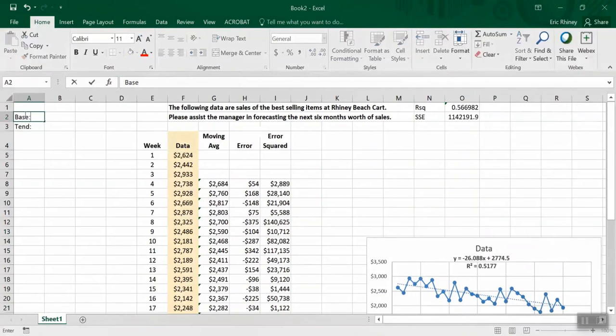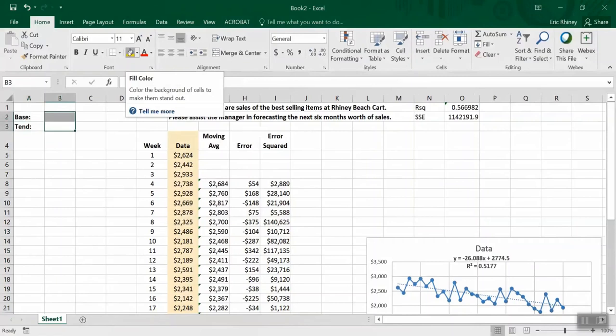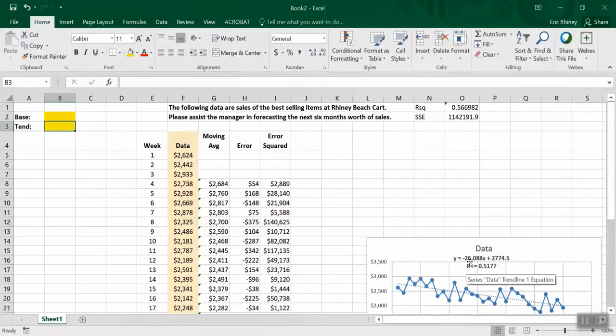Anything that I'm going to use in my analysis, I always highlight in yellow, just so I know I need to make sure those are included some way. So my baseline is going to be something similar to this 2774. It gives me a base by which the analysis works its way around. The trend is, which direction, if any, is the data trending? And here you can see with just a linear equation, it's negative 26.088. And we need something similar when we're doing an additive or a multiplicative type of analysis.